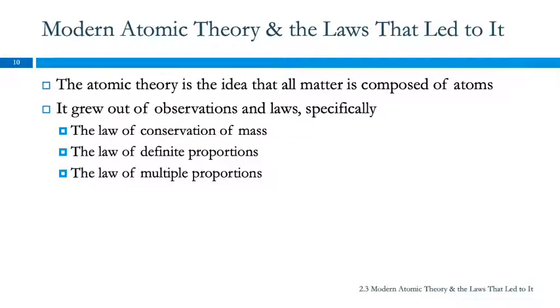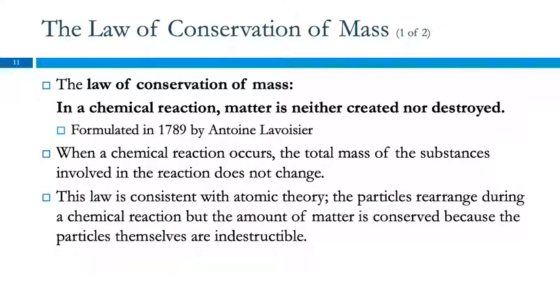So why do we talk about all that history stuff? Well, let's just give us an idea of the importance of atomic theory. So the atomic theory is the idea that all matter is composed of atoms. It grew out of some observations and laws, specifically these three: the law of conservation of mass, the law of definite proportions, and the law of multiple proportions. And we'll talk about each of these.